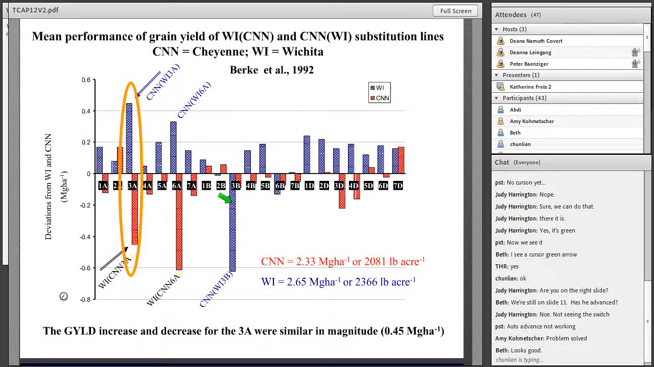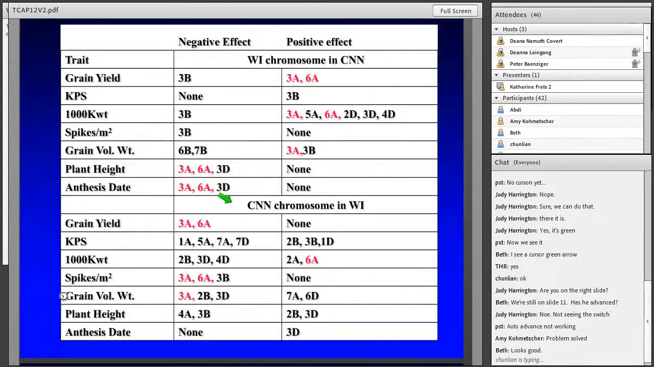I don't see anybody typing, so hopefully it made sense. Okay? So anyway, this is what you'd call a uniparental thing. Basically, when you substitute Wichita in for Cheyenne, you took away Cheyenne's winter hardiness. But we're really much more interested in the 3A, and that's the one we're going to spend the rest of our time discussing. Going to the next slide, hopefully we've switched.